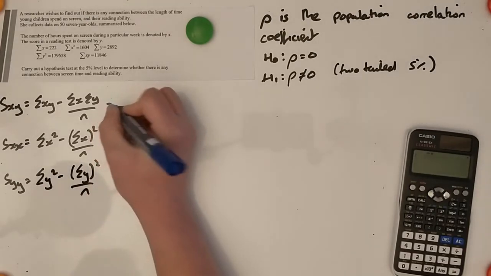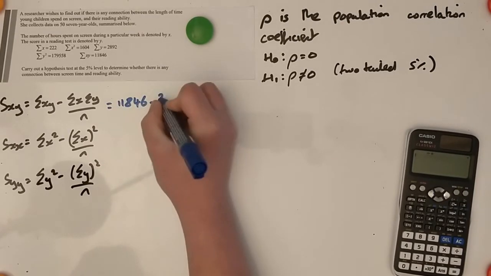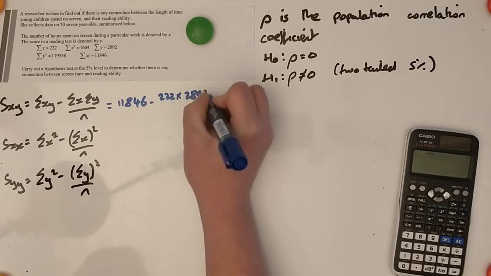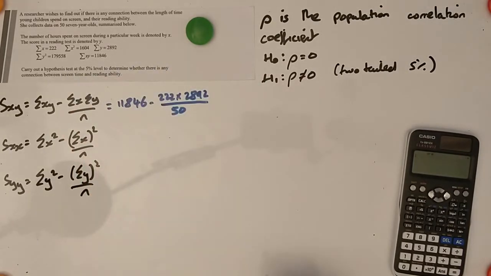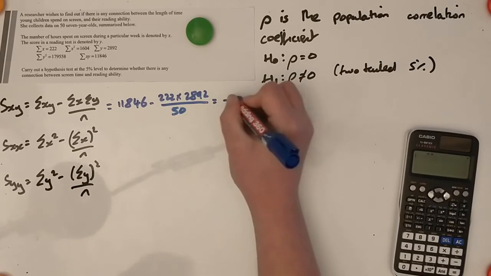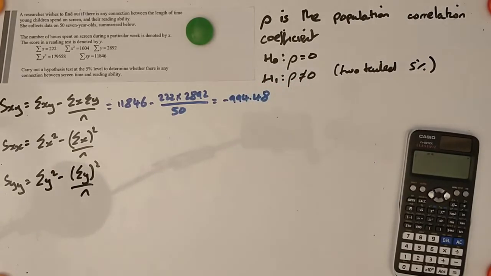So SXY is 11846 minus 222 times 2892 over 50, because N is 50, because I've got 57-year-olds. Stick that into our calculator and we get minus 994.48. We can get negatives, it's fine, because we can have negative correlations.